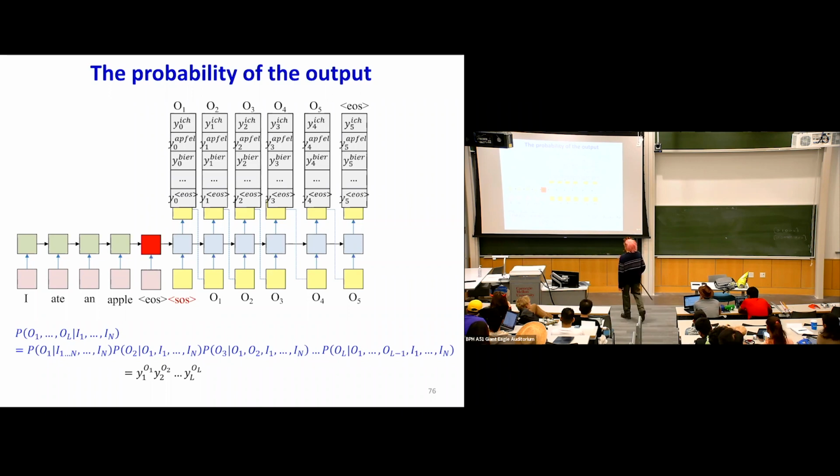I can say P of O1 through OL given inputs I1 through IN is, by Bayes rule, P of O1 given the entire input, times P of O2 given O1 and the entire input, times P of O3 given O1, O2 and the entire input, and so on, right? And what is this guy over here? This term is simply the probability assigned to symbol O1 at time 1 by the network. The second term is the probability assigned to the symbol O2 at time 2 by the network, and so on, right?